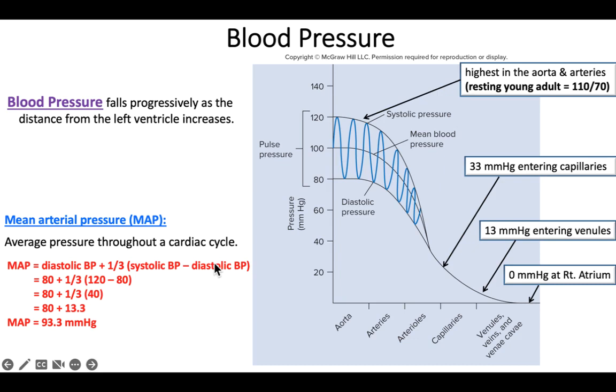So let's say you're that 120/80. You take 120 minus 80 is 40. You take 1/3 of that, or you divide it by 3 to get 13.3, and then you add the diastolic. So the average pressure in a cycle when someone has 120/80 is 93.3 millimeters mercury. All right, so that's called mean arterial pressure.